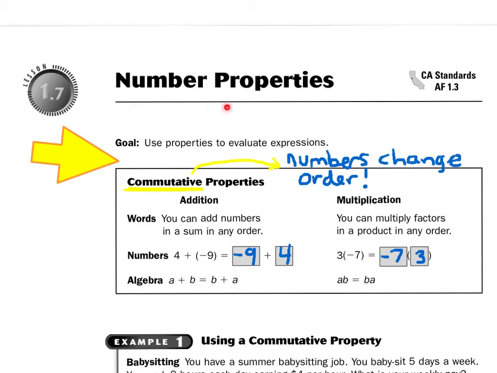Hi, today we're going to talk about number properties. So let's take a look at the first property, the commutative property.